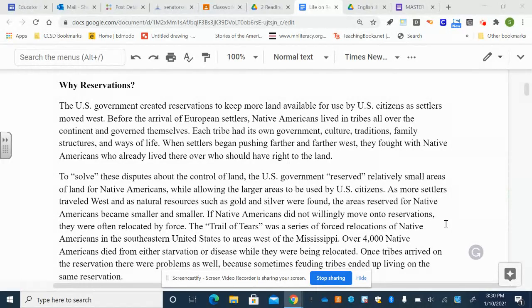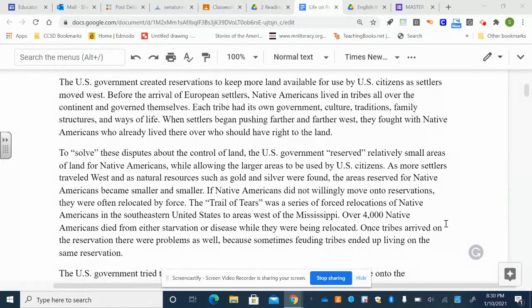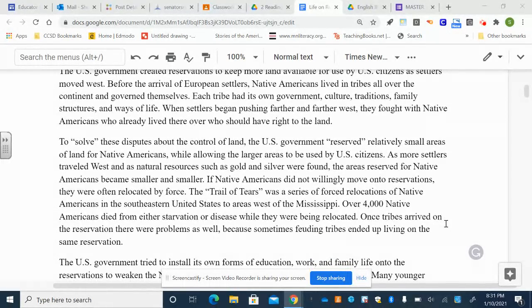The Trail of Tears was a series of forced relocations of Native Americans in the southeastern United States to areas west of the Mississippi. Over 4,000 Native Americans died from either starvation or disease while they were being relocated.